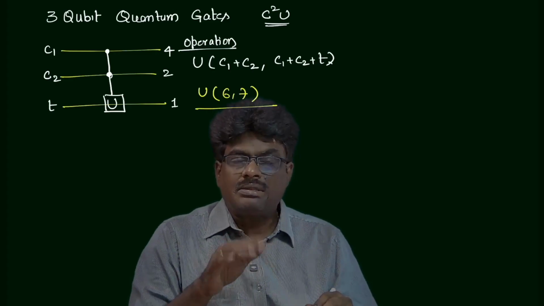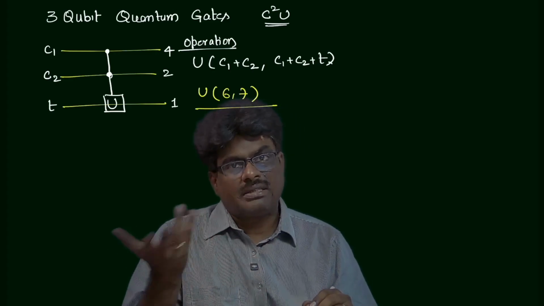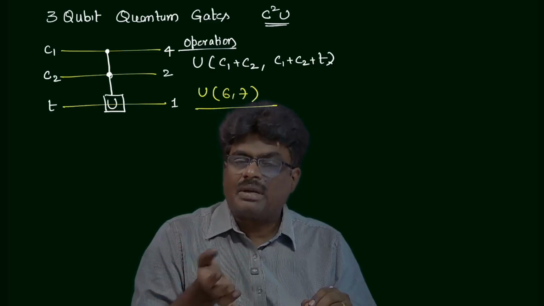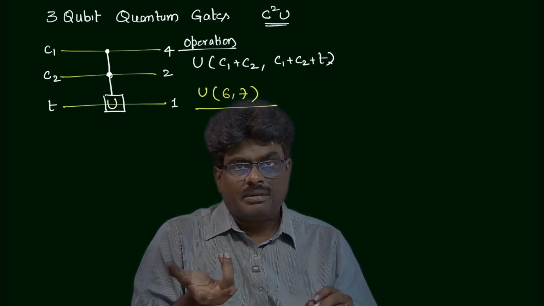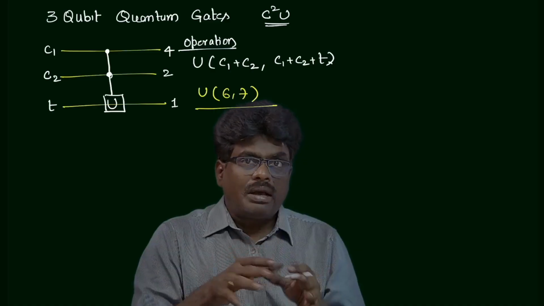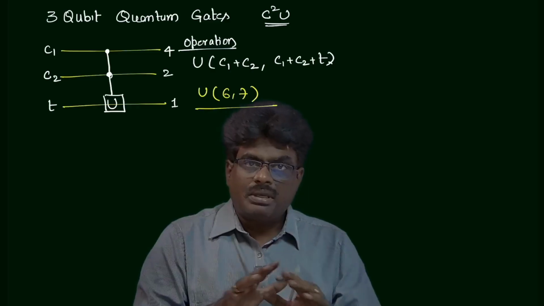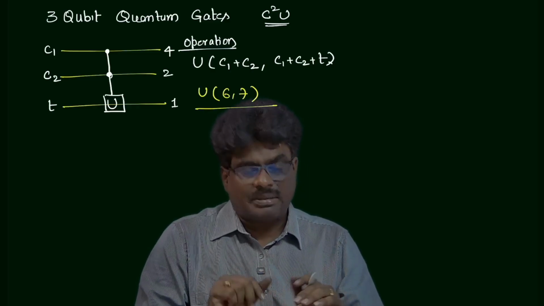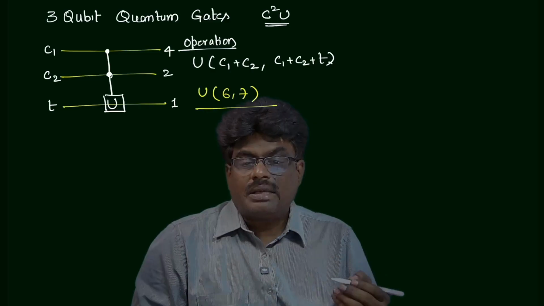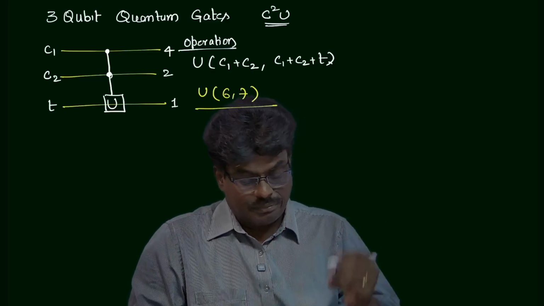Don't get tension, this is a decimal notation. 6 you can write as 110 later, and 7 you can write as 111 later. Because if you are doing the algebra in decimal notation, I feel it is a little bit easier to get the final state. That's it. Okay, let us take an example.